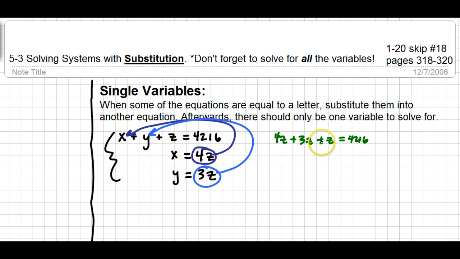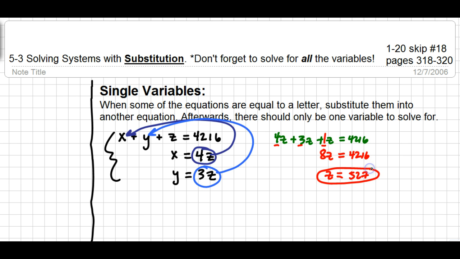Those are all like terms, so I'm going to go ahead and add those together. 4z plus 3z plus 1 more z makes 8z altogether. Keep in mind that you're not changing this to z squared or z cubed because we're not multiplying. When you're adding, you just add the coefficients in front. Now to get z alone, I would divide both sides by 8. And when I divide both sides by 8, I get 527 for z.